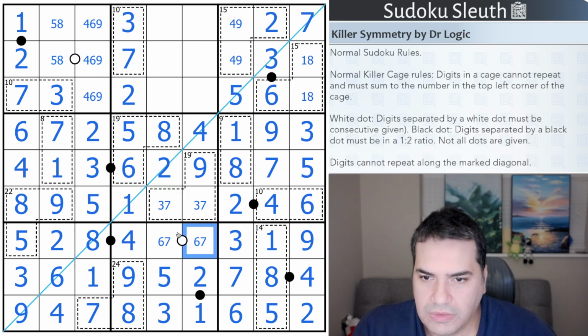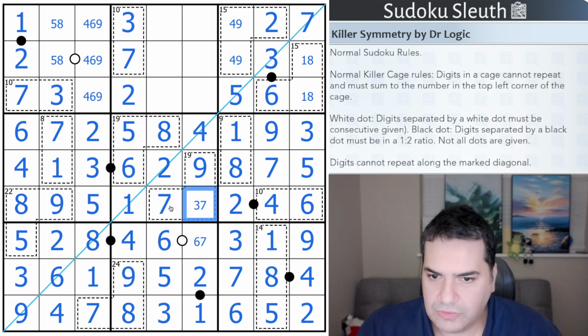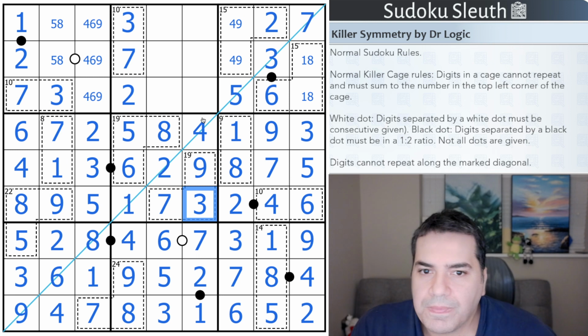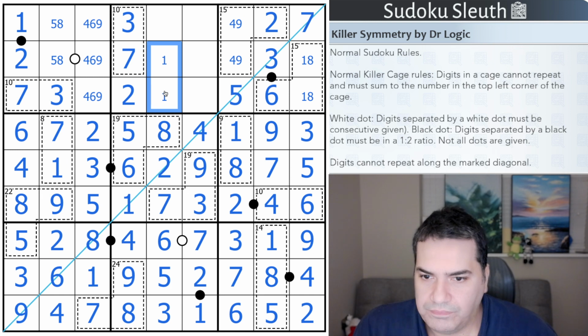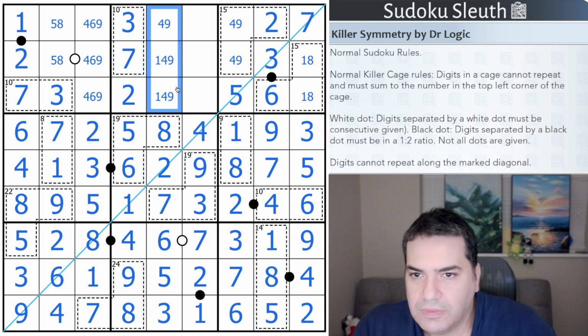Do I know anything about these? Yeah, I do. 3 gives me the 7, the 6, the 3, 7. So I should be able to actually pencil mark these in at least. 1s are in here. 4s could be anywhere. Okay. And 9 could be anywhere.